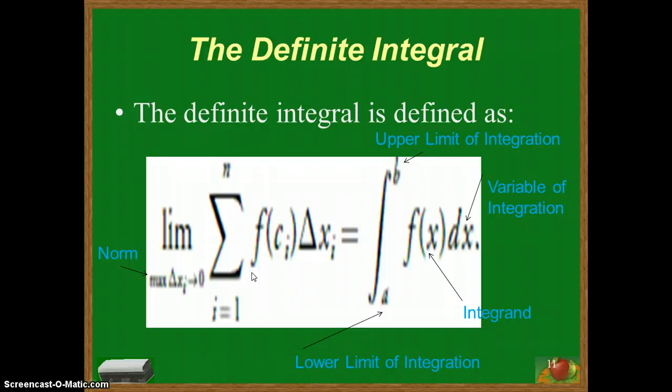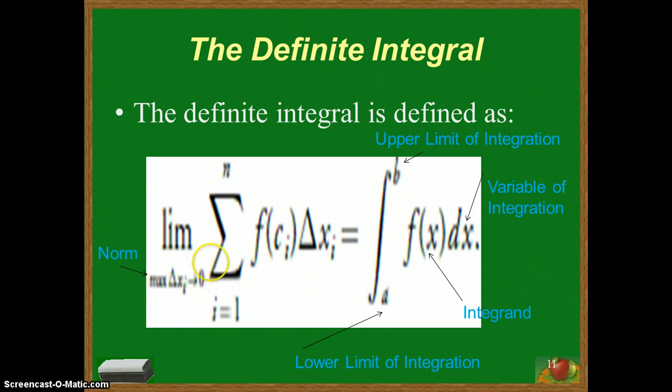Think about this. If the largest base of a rectangle in your partition goes close to 0, what does that imply about the number of rectangles that you have in your partition? Okay, this is kind of an intuitive thing. In other words, if I break something up into 3 rectangles and I keep making the largest one smaller and smaller, do I get more rectangles?